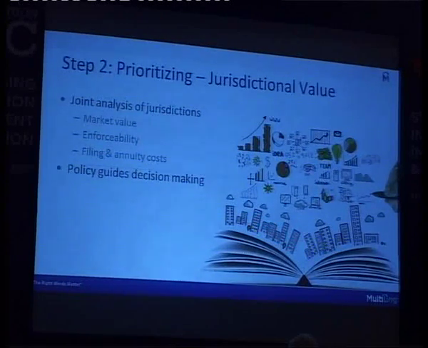Step 2 in this playbook, in this case study, is called prioritizing. By prioritizing, we mean to prioritize the jurisdictions in which you file a patent. What this meant on the client side when they first started with it, all the stakeholders sat together for a fairly long period of time, and they did a detailed analysis of their jurisdictions, evaluated the market value, the enforceability, and all the related costs in that context. After finishing the analysis, they had a plan in place.